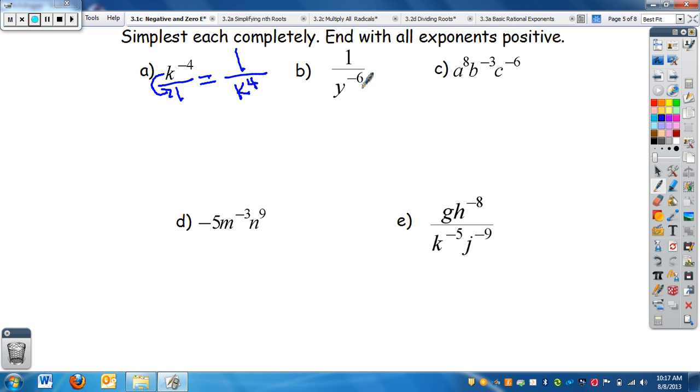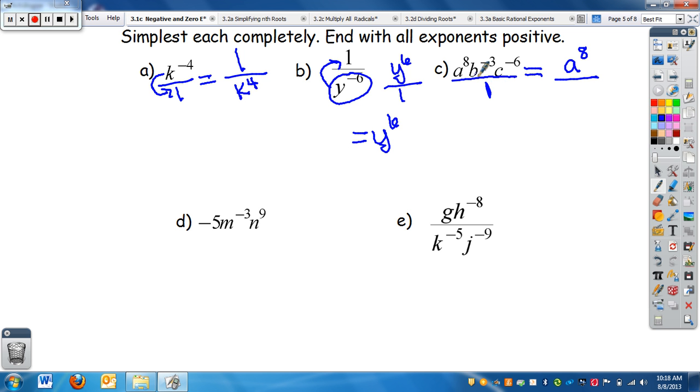And b, y to the negative 6 is in the denominator, so it needs to move to the numerator. So that's y to the 6, which 1 got left in the denominator, but anything divided by 1 is just y to the 6. So on C, again, negative exponents move. Positive, they're just fine and dandy where they're at. They don't need to move. So a to the 8. Right here, this has a positive exponent. And right now, this entire expression's in the numerator, if you write it as a fraction. So a to the 8th stays in the numerator.